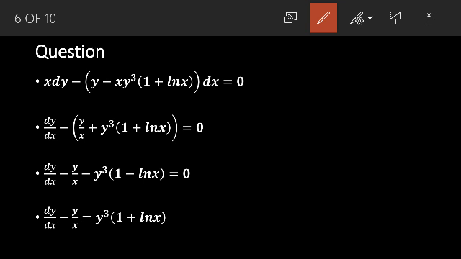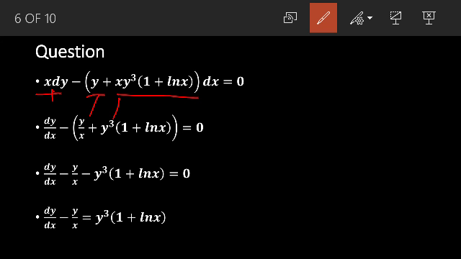minus y plus xy cube into 1 plus ln x, dx equal to 0. Now we want to rearrange this to look like a Bernoulli's equation, so I can start by dividing through by x. If we do that, your x dy now becomes dy dx, and your y now divided by x, you have y over x. Divide the whole of this by x, you have your y cube into 1 plus ln x, which is what we are supposed to have.